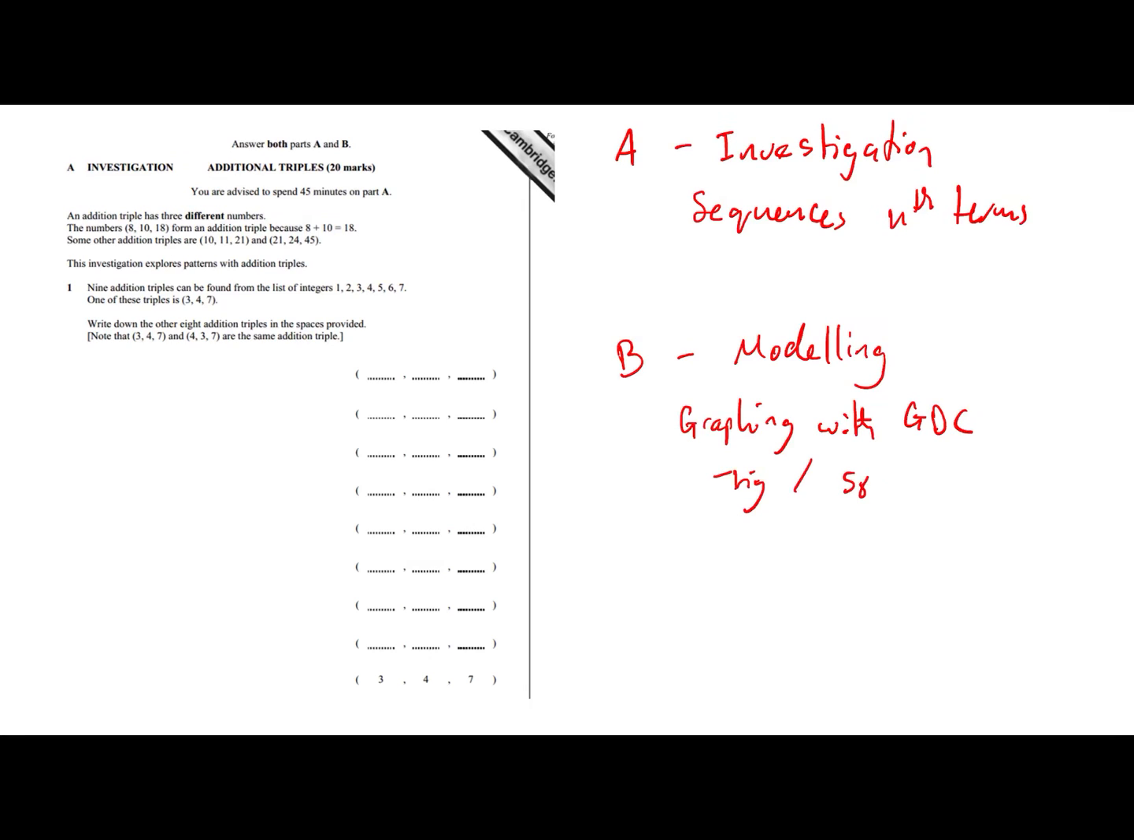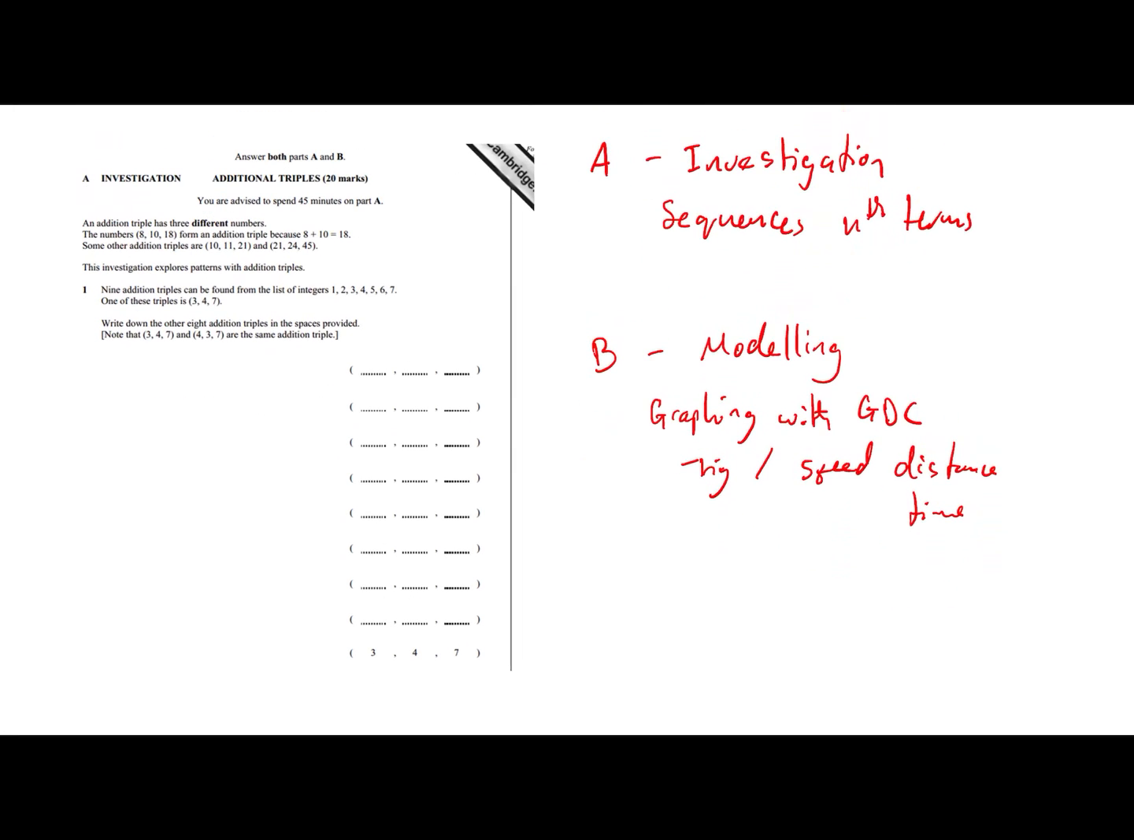So, for example, it could be trigonometry, or speed, distance and time. This is a very common one, speed, distance and time. So make sure you're reviewing speed, distance and time. They tend to come up quite a lot in the modelling questions, okay?